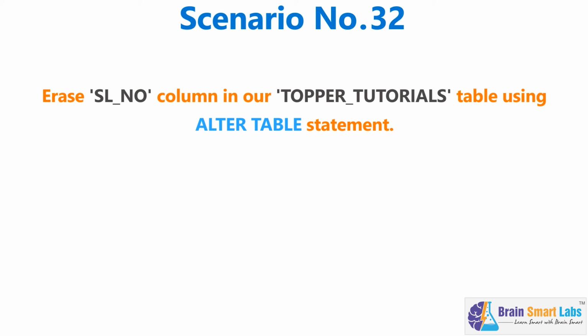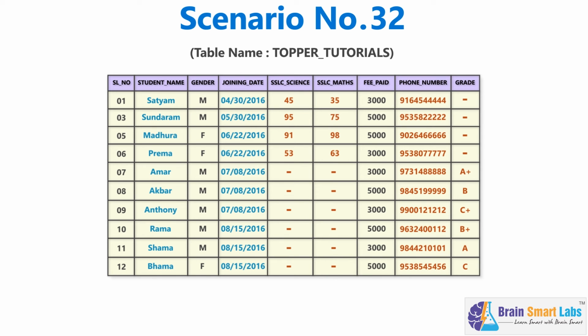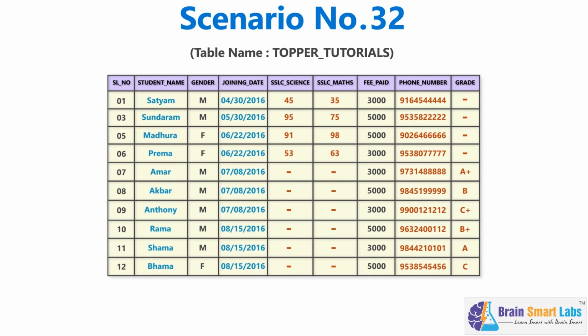Erase serial number column in our topper tutorials table using an alter table statement. So if you take a look at this table, they are asking us to erase the column which is named as serial number. So when we erase this column, even the data inside this column will be erased with immediate effect.